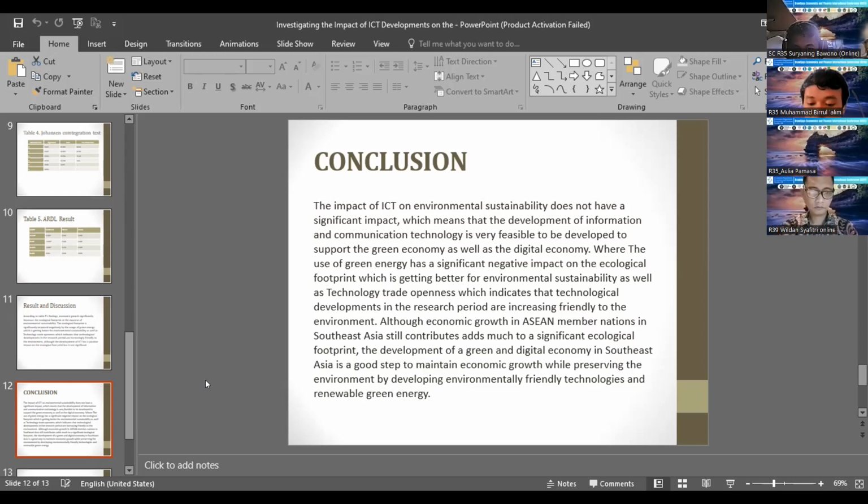The development of a green and digital economy in Southeast Asia is a good step to maintain economic growth while preserving the environment by developing environmentally friendly technology and renewable green energy.